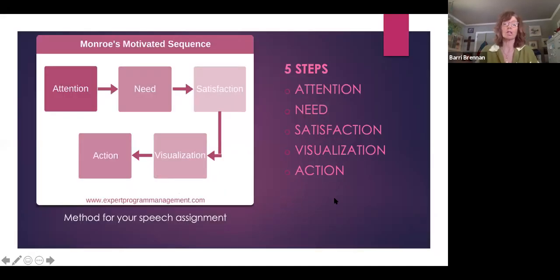Just as a reiteration, Monroe's motivated sequence has 5 steps, and they're in order. And all 5 steps are essential for accomplishing the goal of this speech, which is to persuade someone to take an action, to get involved in your idea. It's essential that you do all 5 steps, not just 4 of them. So we're going to go over in detail what each step means. The first step is attention, second is need, third is satisfaction, and the fourth is visualization, and the fifth is action.